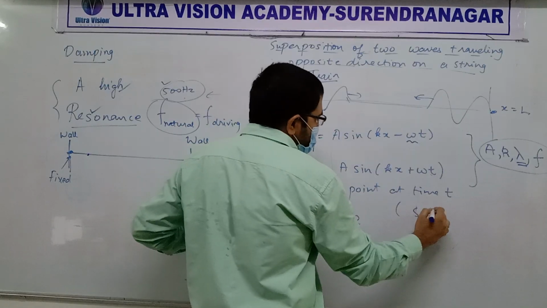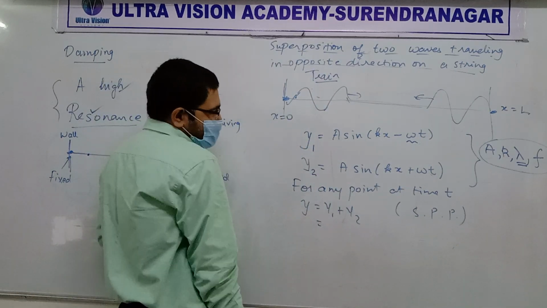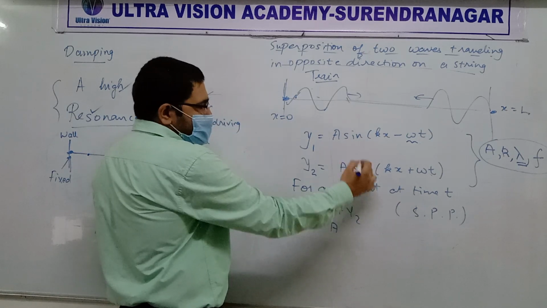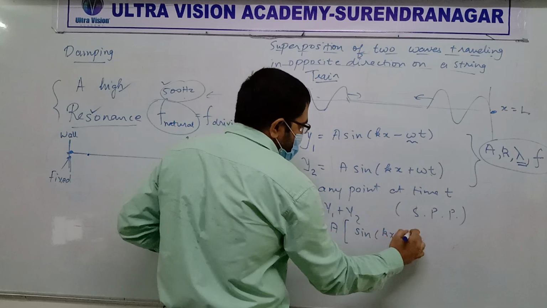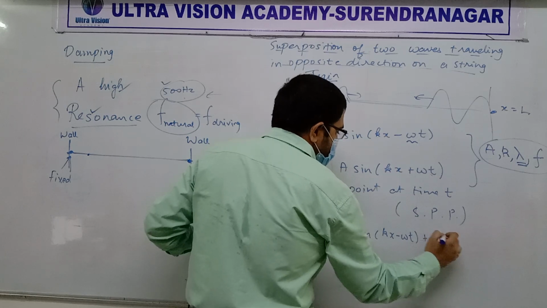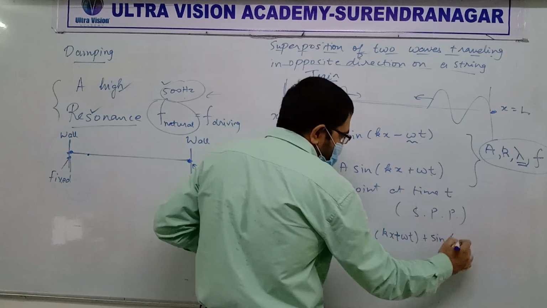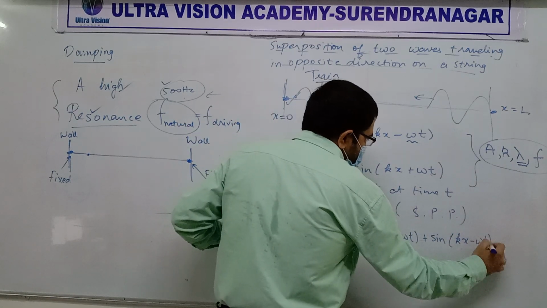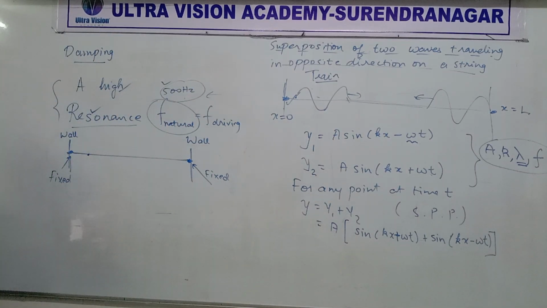This is the superposition principle. So a bit of math coming your way. A common, sine kx minus omega t plus sine kx plus omega t. Let me just do one thing. Whether you add this way or the other way, it doesn't make a difference. So I am writing kx plus omega t first and kx minus omega t next.